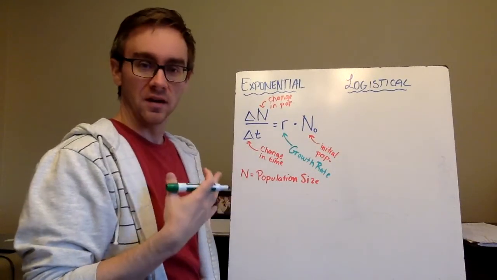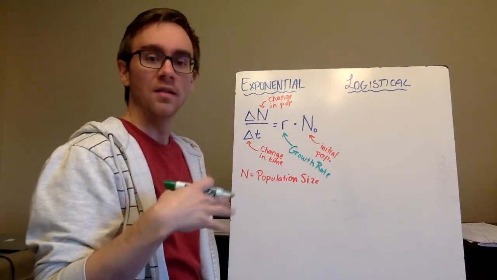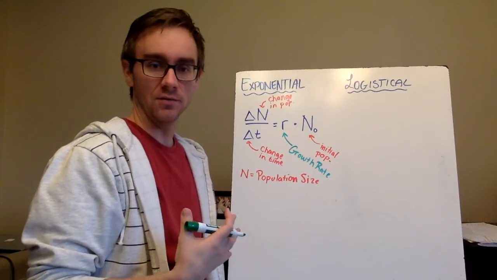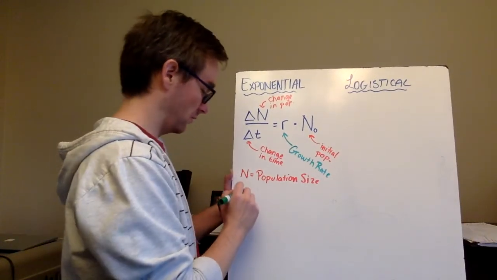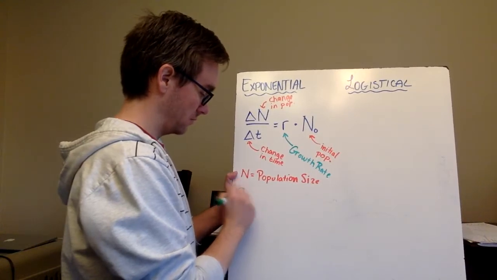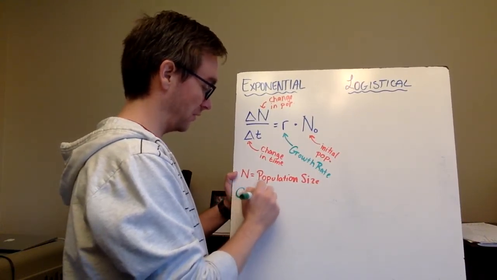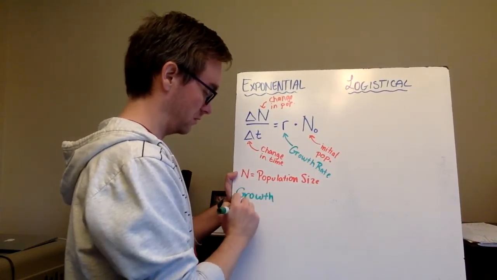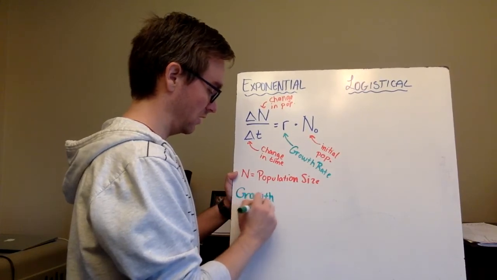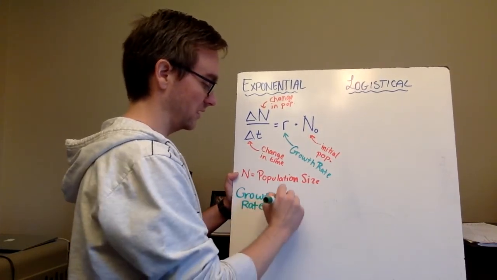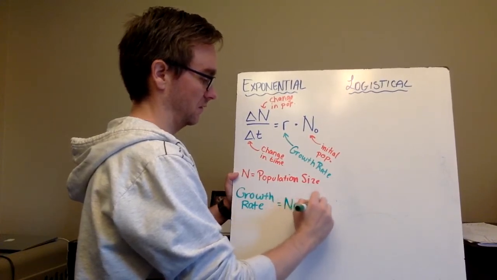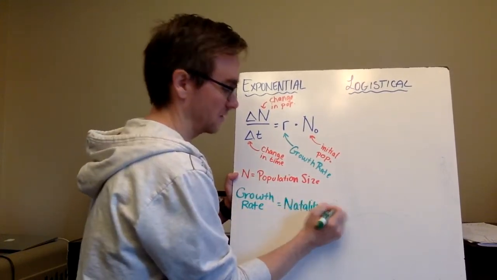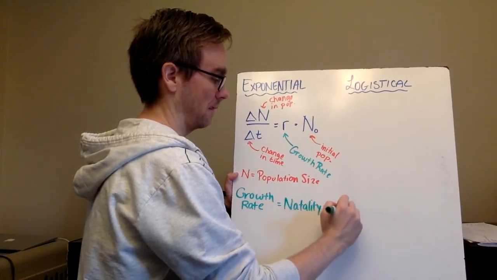Growth rate is dependent on the natality and the mortality rate. How many are born versus how many are dying. So growth rate, which we represent with little r, is basically the natality rate minus mortality.